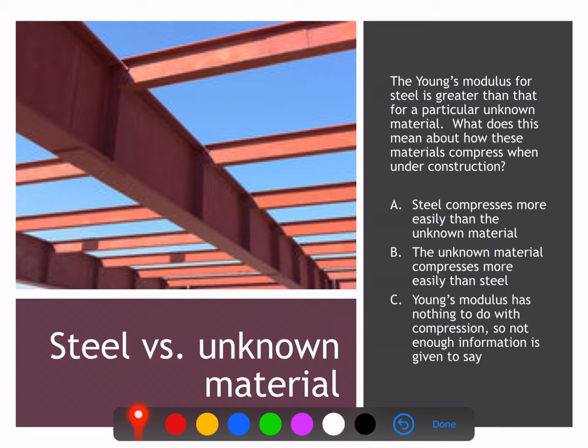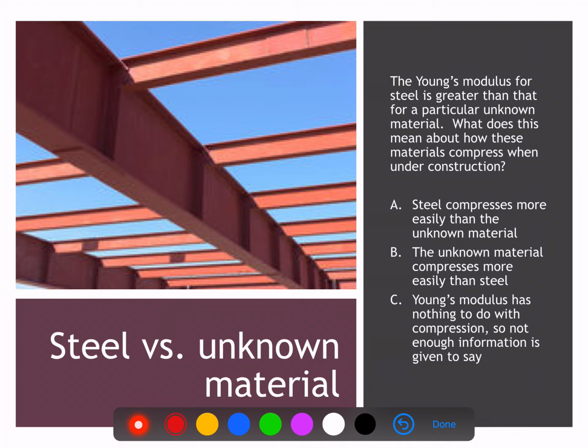So a conceptual question for you: if the Young's modulus of steel is greater than that of a particular unknown material, what does that mean about how the materials will compress under construction?